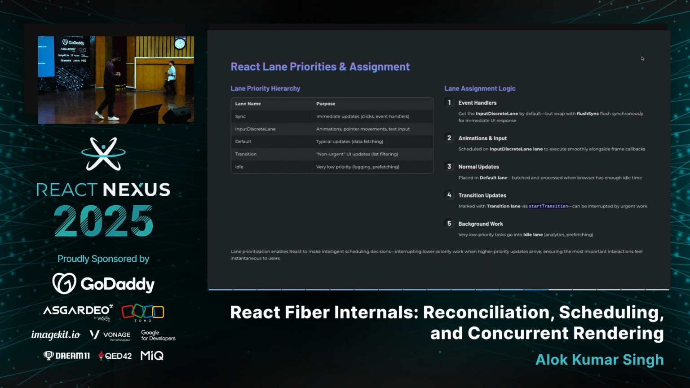So all these lane prioritizations enable React to make intelligent decisions. It will interrupt the low priority task with the higher priority task, so that the most important interaction feels instantaneous to the user.